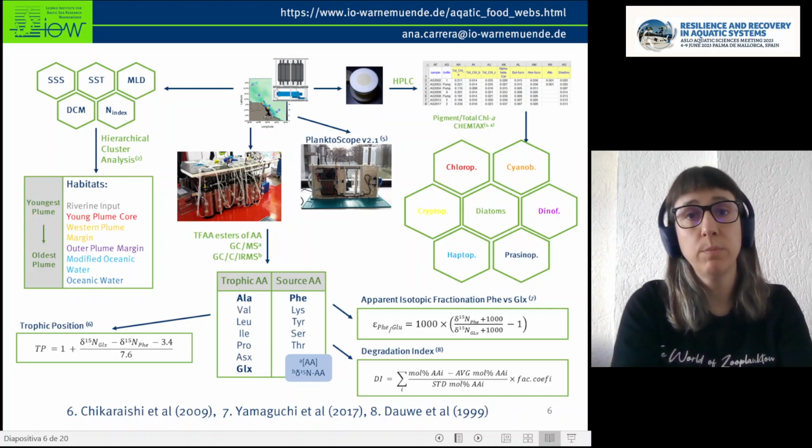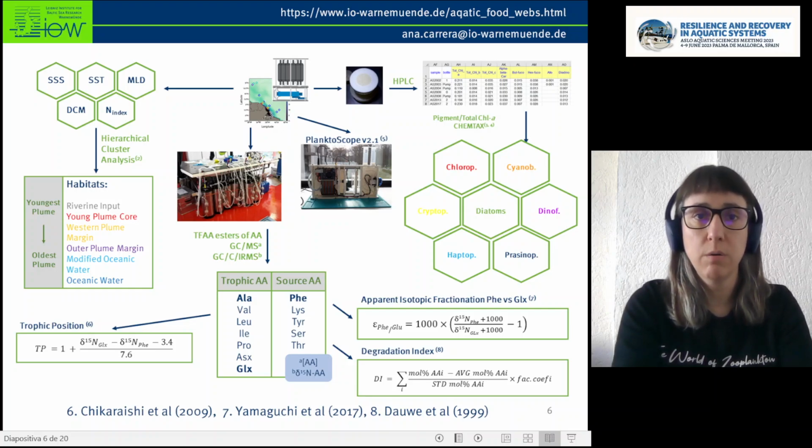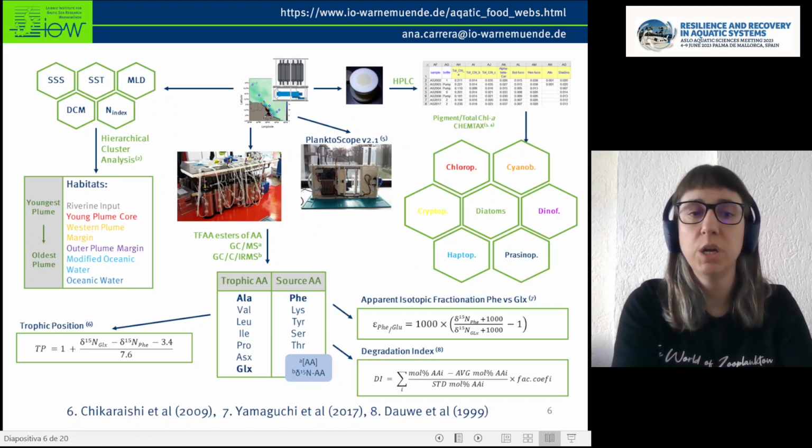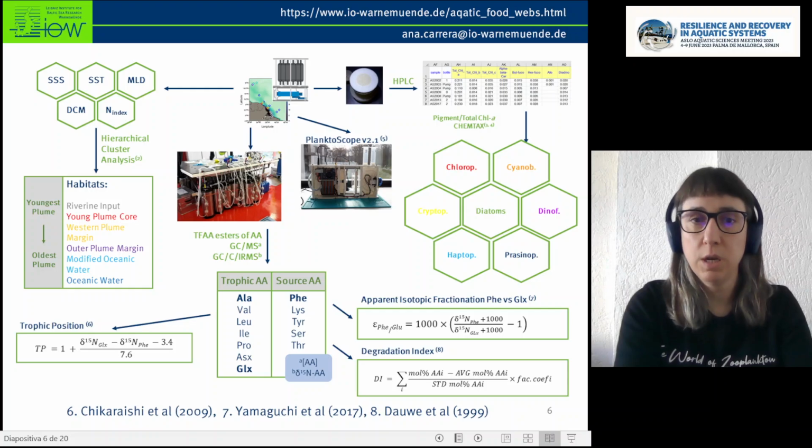And then the core measurements that we do are the amino acids in suspended particles. Basically, we measure the concentrations and the nitrogen isotopes in these amino acids that you see in the table, ordered as trophic and source. And for this work, we're going to use alanine and glutamic acid as trophic and phenylalanine as source for calculating different indices and proxies. For instance, the trophic position according to Chikaraishi and colleagues using glutamic acid and phenylalanine, and then the apparent nitrogen isotopic fractionation of phenylalanine versus glutamic acid, and a degradation index.